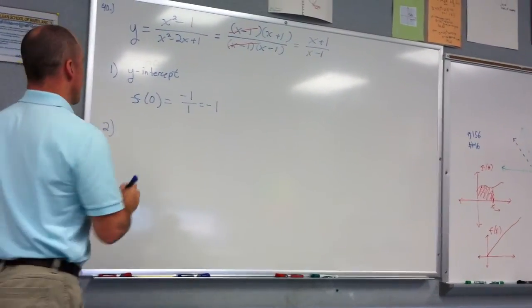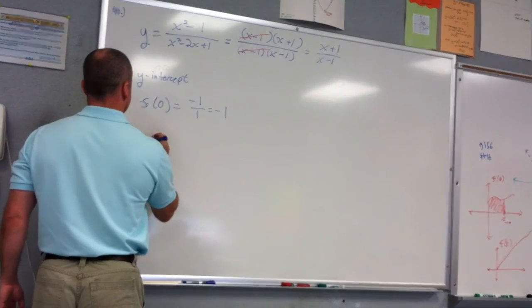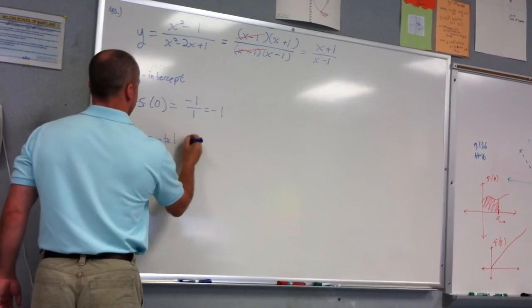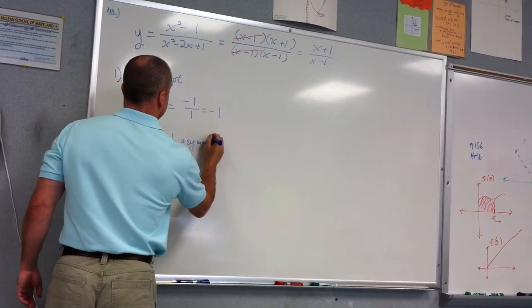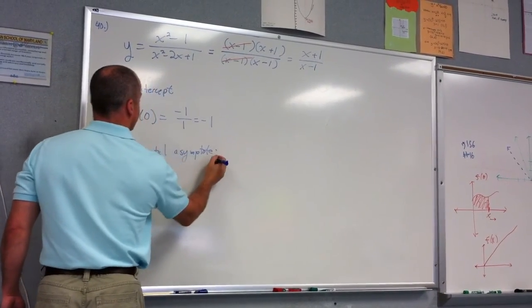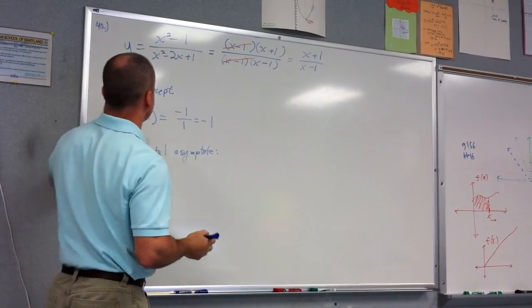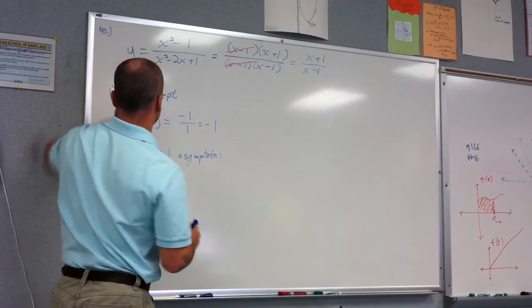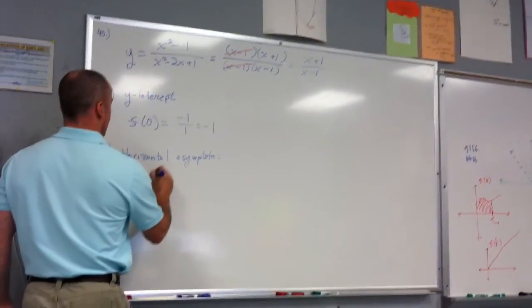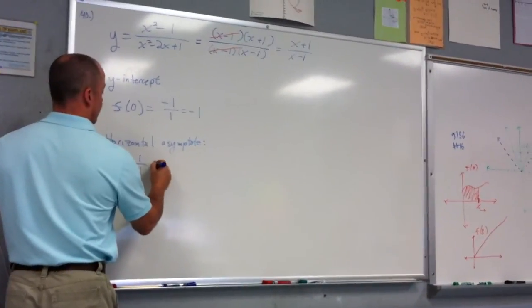What's the second thing I asked you guys to find? Horizontal asymptote. And since they're the same degree, it's just 1. Very good. Since the polynomial on top is the same degree as the polynomial on the bottom, you go by the ratio of the leading coefficients. So that's going to be y equals 1 over 1, or 1.